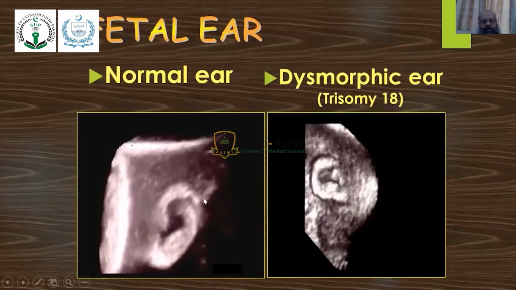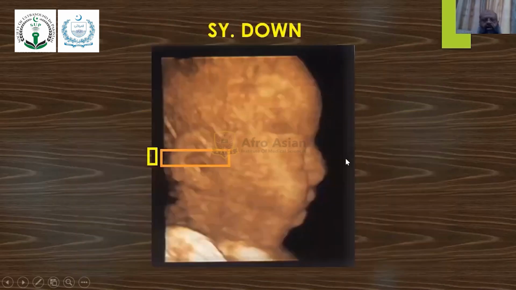This is the fetal ear. In trisomy 18, we will have a dysmorphic ear. This is a normal ear and this is a dysmorphic ear. In Down syndrome, we will look at the level. This is according to the eye, the lower part of the eye. If the proximal part of the ear is below the mid of the eye, that raises the Down syndrome suspicion.